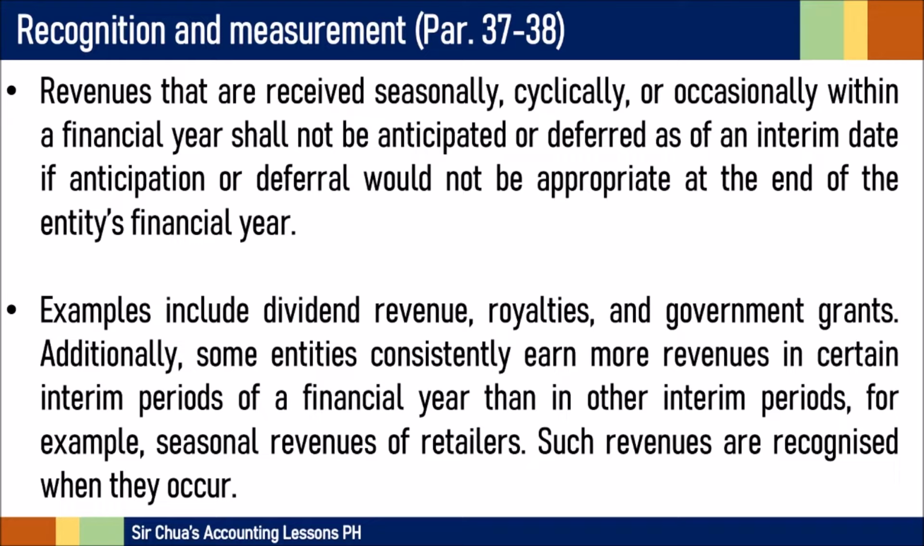Okay? Examples include dividend revenue, royalties, and government grants. Additionally, some entities consistently earn more revenues in certain interim periods for a financial year than in other interim periods. For example, seasonal revenues of retailers, such revenues are recognized when they occur. So, kasi usually, parang ang general rule kasi, no? If an expense, for example, is being incurred throughout the year at pinag-prepare ka ng quarterly interim financial report, you just have to divide it by 4 to get the amount of the quarter.